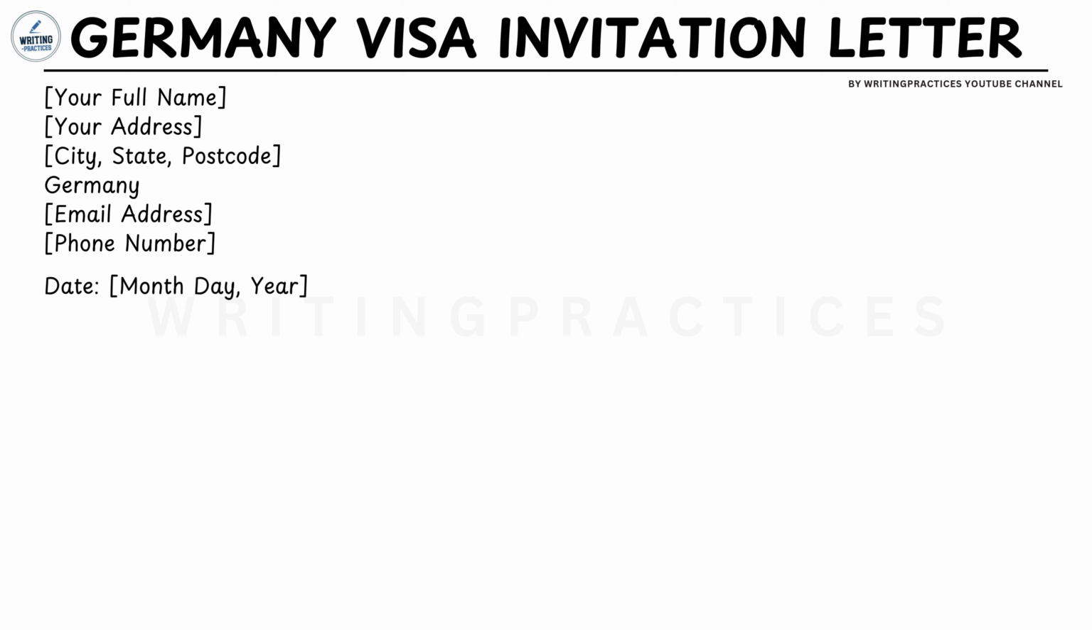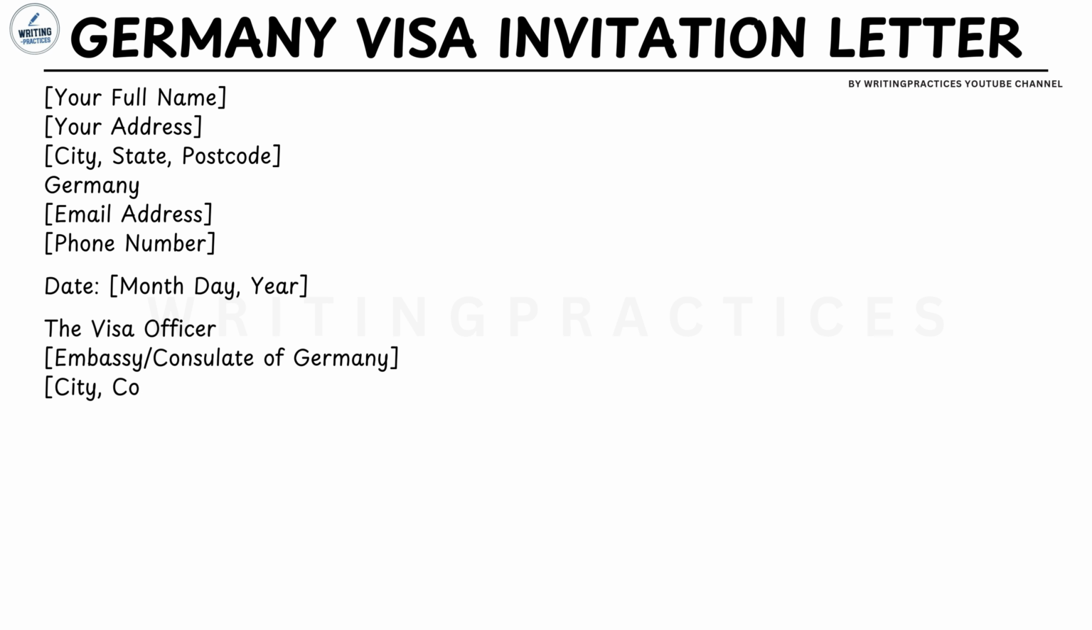3. The recipient's information. Address the letter to the visa officer at the specific embassy or consulate of Germany where the visa application will be submitted. This directs your letter appropriately. For example, the visa officer, Embassy of Germany, Jakarta, Indonesia.